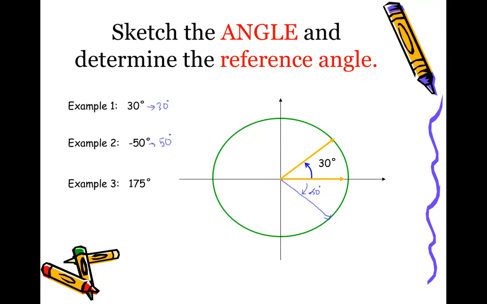What about positive 175? Well, that's less than 180, so it's going to be a little bit above here. So I'm going to go, woo, 175. So your reference angle, well, what is this little angle right here? We're going to do 180 minus that 175. How much do you have left over? Oh, your reference angle is 5 degrees.